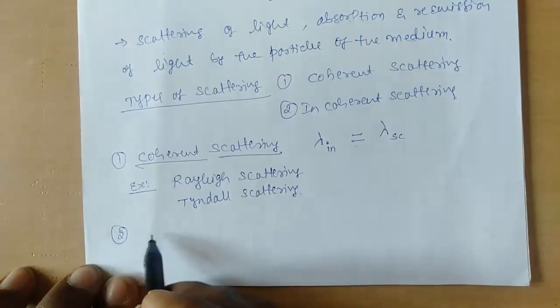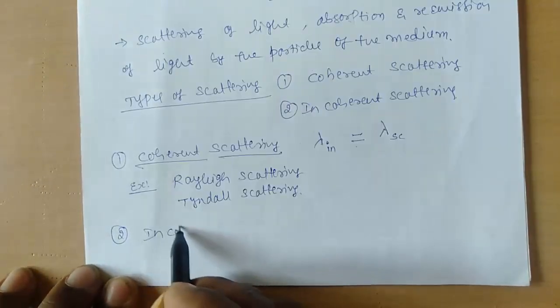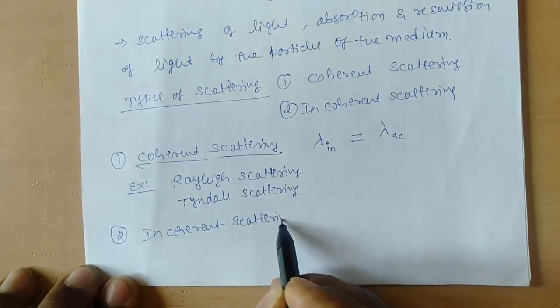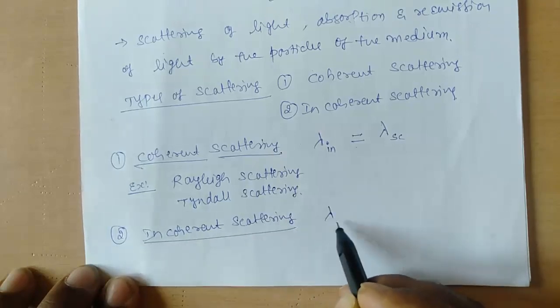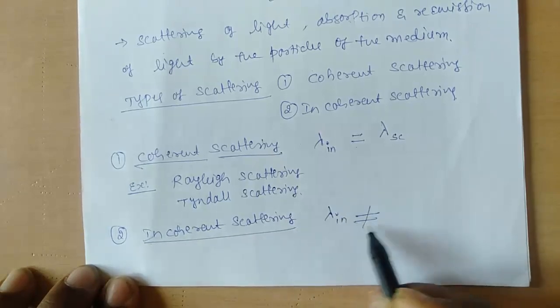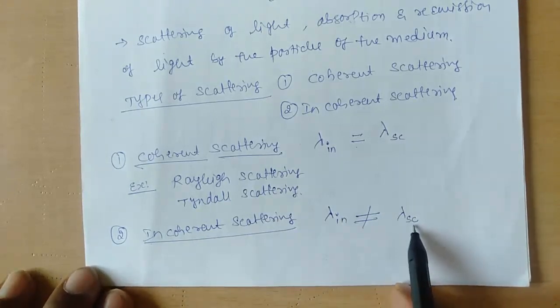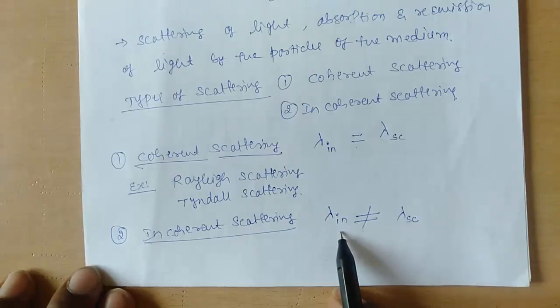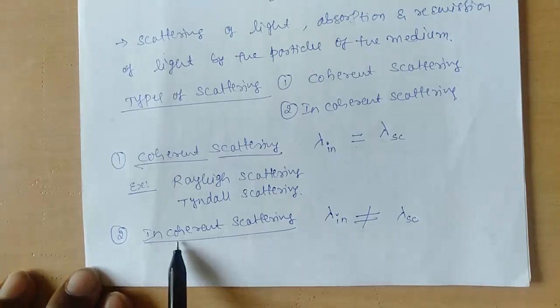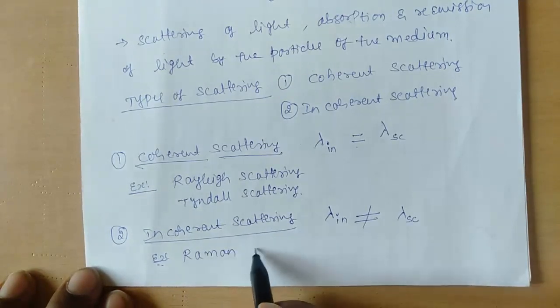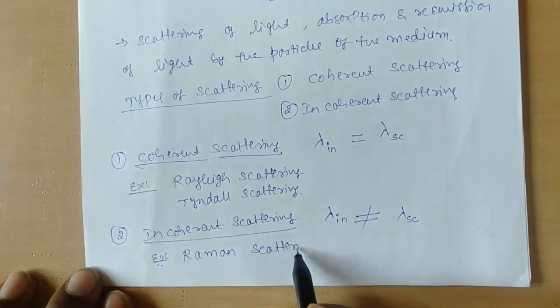So what do you mean by incoherent scattering? If the wavelength of the incident light is not equal to the wavelength of the scattered light, or if the wavelength of the scattered light is not equal to the wavelength of the incident light, then such a scattering will be known as incoherent scattering. Now an example for incoherent scattering is Raman scattering, which we will be dealing with later in the next video.